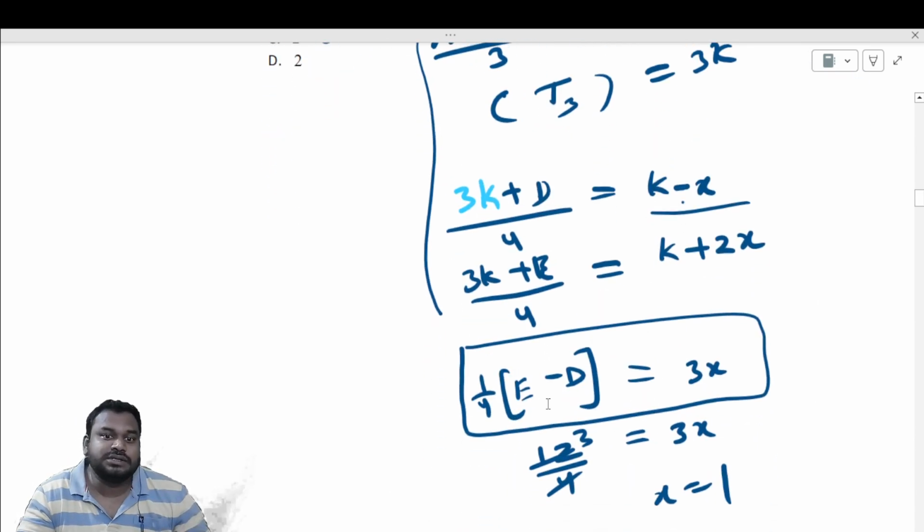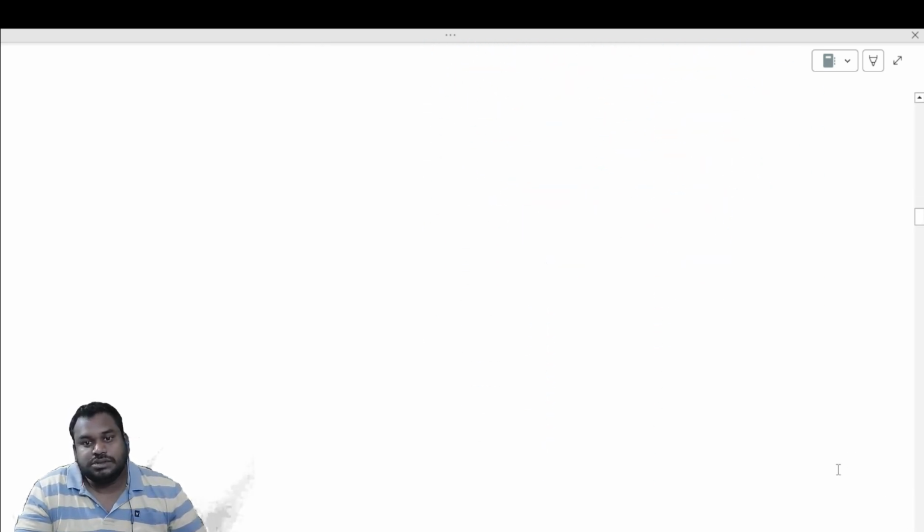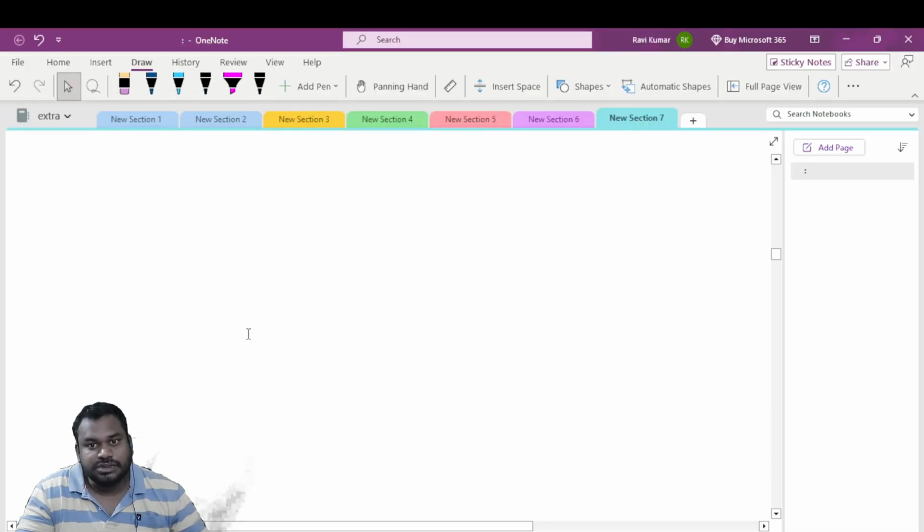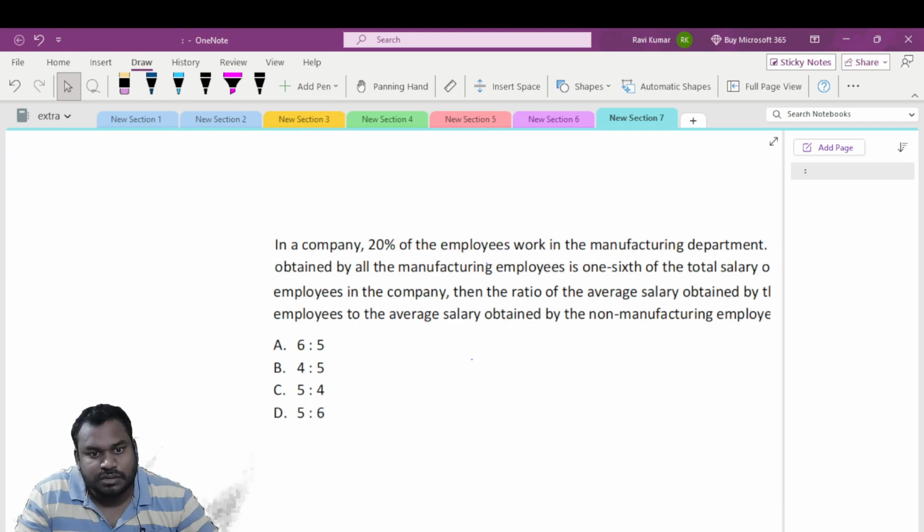So that's what you need to do. You can write this step directly. Practice more, you will eliminate the steps. That is a thing. This question is also given in another CAT.